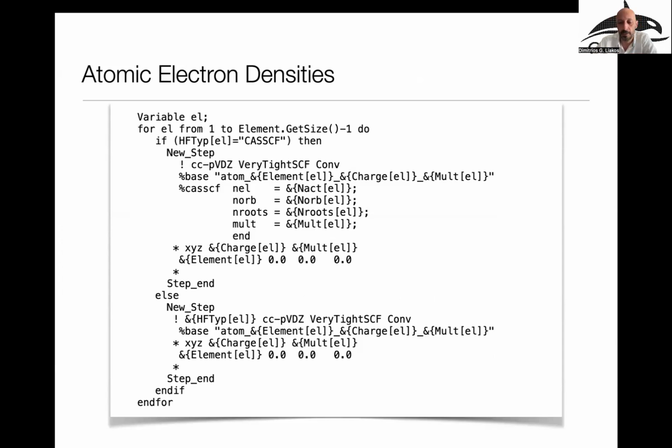Let's have a little look here. So what do we do here? We loop over the elements. And as you can see, we don't even have to give the exact number because it can also already read the size of the list of elements. Then we check if the Hartree-Fock type of the corresponding element is CASSCF or not. If it's CASSCF, we do the CASSCF calculation. If not, we do the Hartree-Fock calculation. And that's all. And this will create immediately a list of all atomic densities.